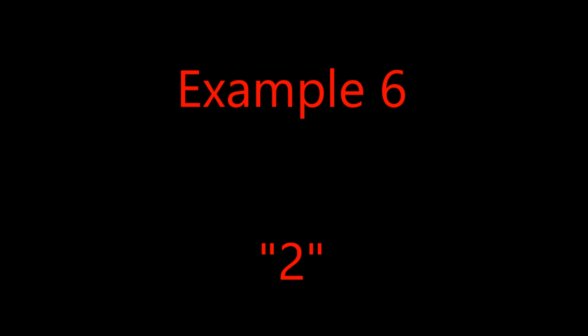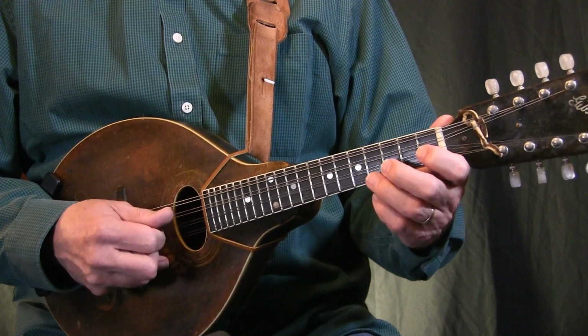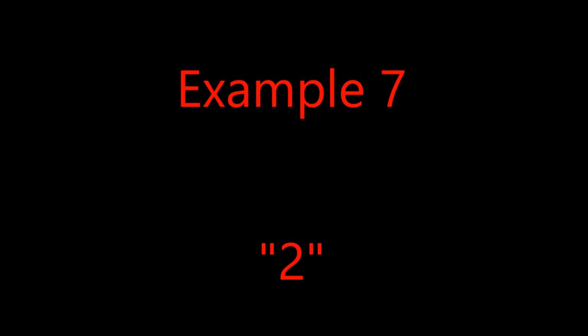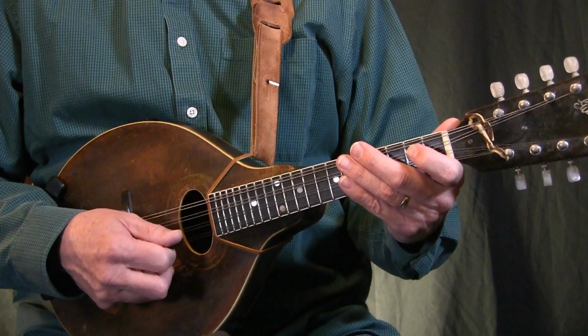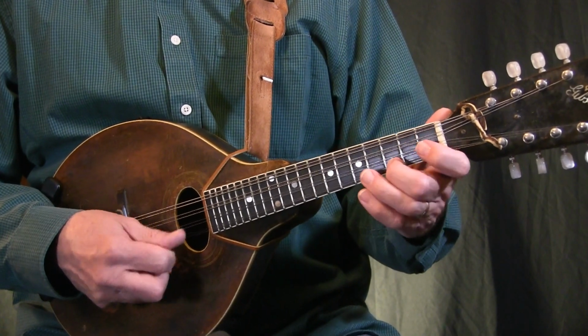Phrase number 2 starts on the second, goes down to the flat 7, and then chromatically up to the root. This is example 6, and I play it here. Three, 4, 1. Quite often, the 2 phrase is started 2 beats earlier, and I play this in example 7. Two, 3, 4.